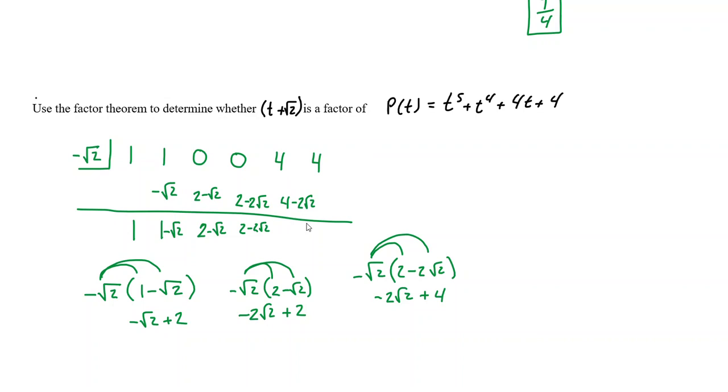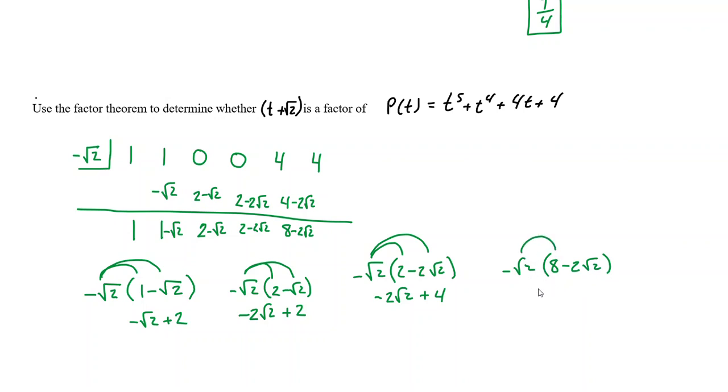Now we're going to add that to 4. Can I do that? Sure. 4 plus 4 is 8. So this is just 8 minus 2 square root 2. Okay. One more time. We have to multiply by negative square root 2. So this is kind of what I was talking about, how sometimes these can be quite ugly. And we're going to distribute.